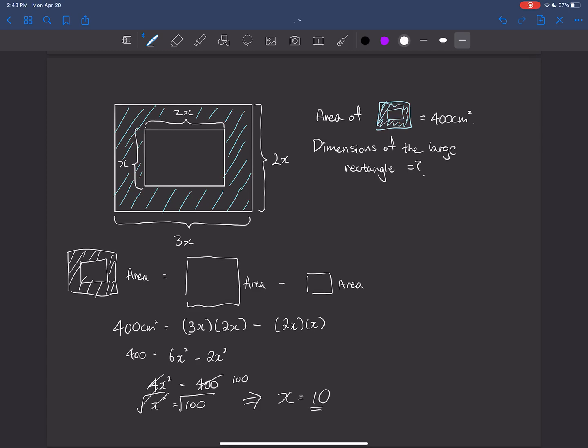And the unit of the area is centimeters squared. So our unit is centimeters. So x is 10 centimeters.